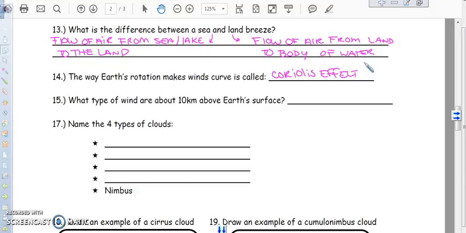What type of winds are about 10 kilometers above Earth's surface? Remember we said these winds are real fast. What's real fast that's also in the sky? Remember we said jet, so it's the jet streams.